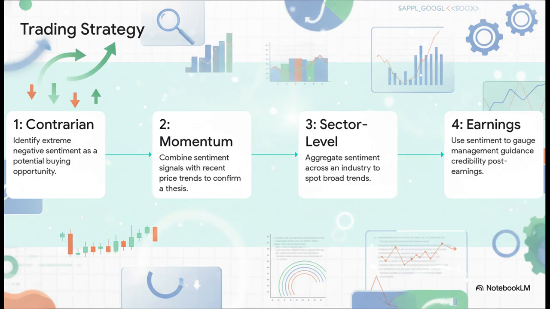For example, an analyst might look for extremely negative sentiment as a contrarian buy signal. Or they might combine a positive sentiment shift with positive price momentum to help confirm that a stock's upward trend is sustainable. It's all about integration, not isolation.